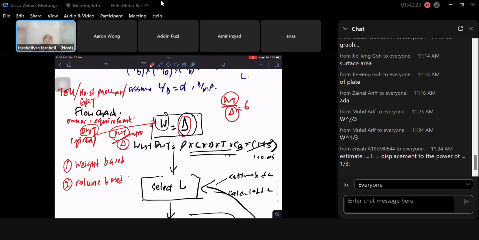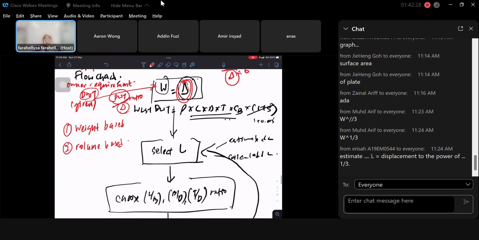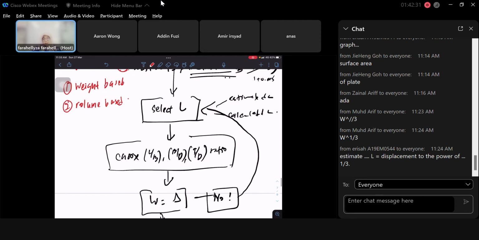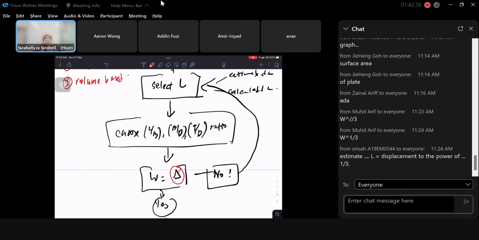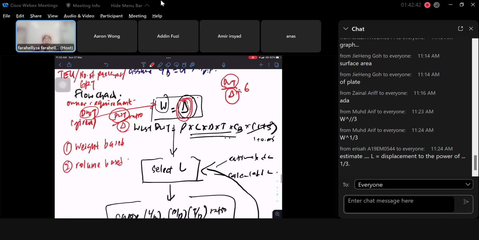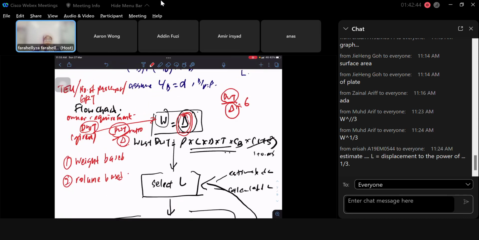With this required displacement, you can work out your LBT and check the displacement. If yes, then you can get the LBT. If no, then you should select another L. That's how we do it for weight based. For volume based, TEU, number of passengers, and GRT, they need to convert that TEU value, number of passengers, and GRT to DWT before they can proceed with the main dimensions.